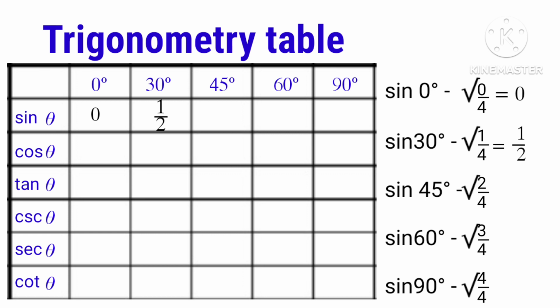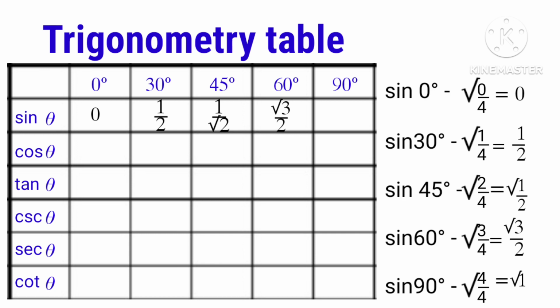Next sin 45 degree, there is square root of 2 by 4. So 2 by 4 we can write as 1 by 2. So the value of square root of 1 is 1 and the value of square root of 2 we can just write as square root of 2. Next 60 degree. So there is square root of 3 by 4. So square root of 3 here, we just write as square root of 3 and square root of 4 we can write as 2. So the value of sin 60 degree is square root of 3 by 2. Next sin 90 degree is square root of 4 by 4. So 4 and 4, when we cancel it we'll get 1.